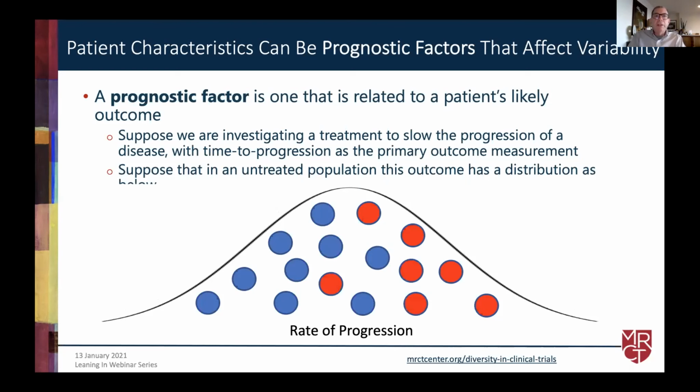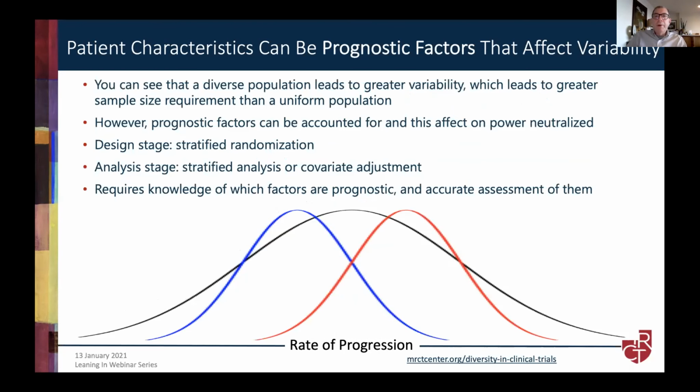And in the next slide, you can see that incorporating that diverse population leads to a greater amount of variability than in looking at a more homogeneous population. So the black curve represents the shape of the distribution, or the width of the distribution, in the diverse population, where the blue or the red represent what the variability would be in a homogeneous population of all men or all women. And so the diverse population leads to greater variability, which leads to greater sample size requirement.